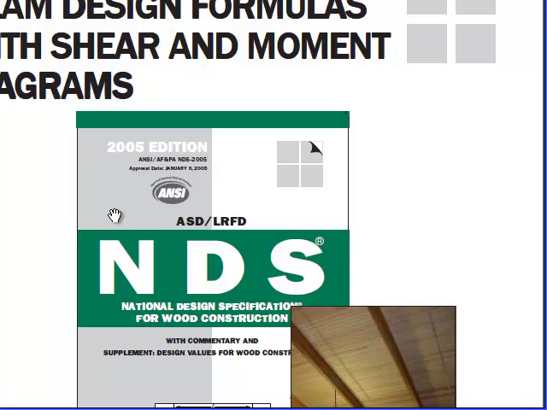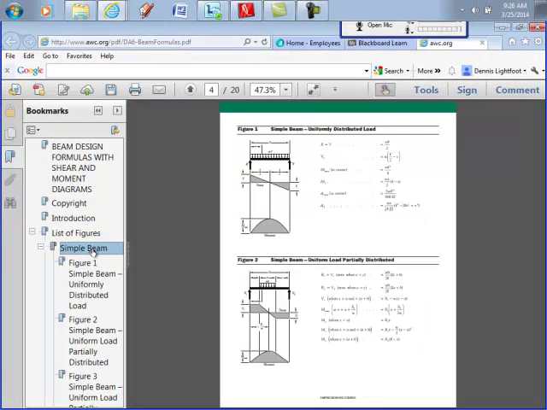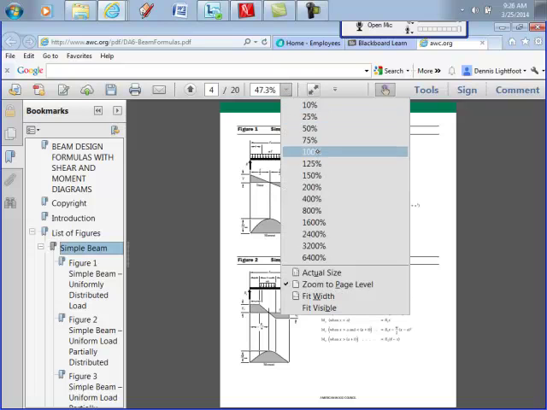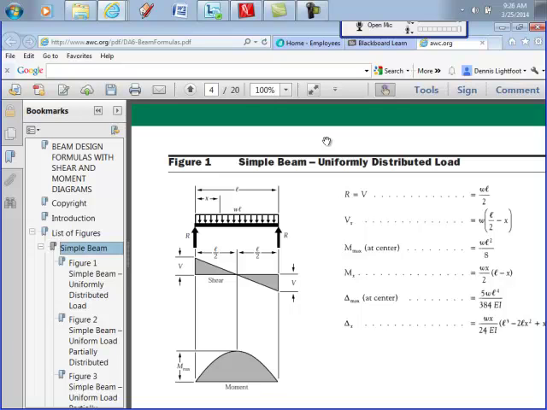This is a fantastic site. So for a simple beam, we'll just zoom in on this. Here's what we were just looking at. The reaction here, which is also the maximum shear, is WL over 2. V is a function of x, so that gives the equation of this straight line.